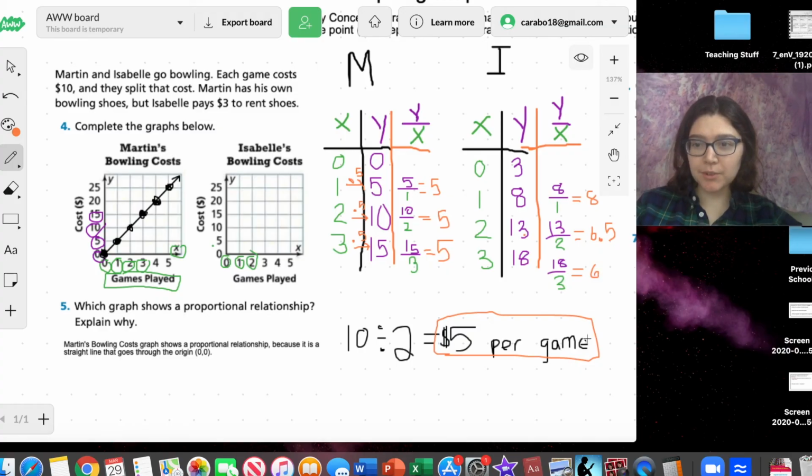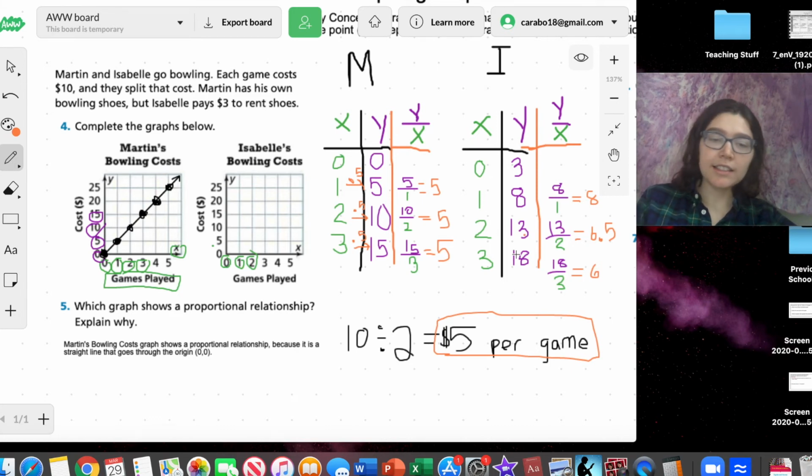So does Isabel have a proportional relationship between games played and cost? No, because there's not a constant of proportionality. When we find y divided by x, those ratios are not equivalent to each other, because that $3 shoe is messing it up. We only play it 1 time. We can't just multiply our x times one number to get y every time consistently. So Isabel's situation is not going to represent a proportional relationship.